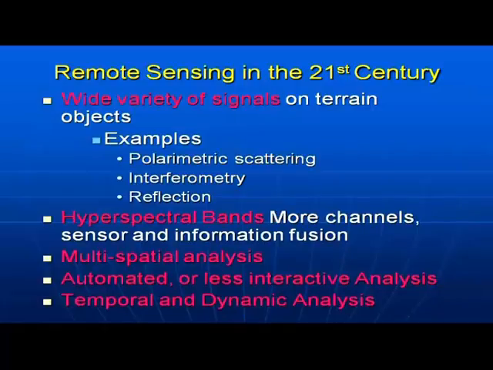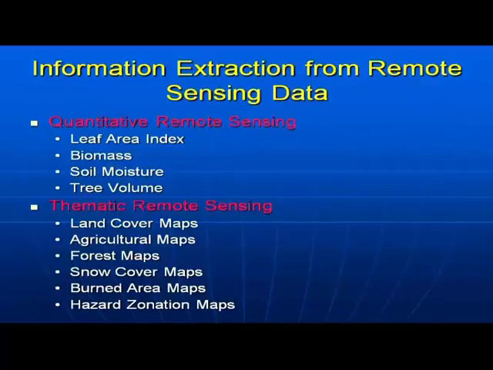Not only that, data from other sources can also be integrated with hyperspectral, microwave or whatever. These data can be utilized to their effect only when my data analysis techniques are good. When we see information extraction from remote sensing data, we can derive thematic maps like land cover maps, agriculture maps, forest maps, snow cover maps and so on. We can derive physical parameters like leaf area index, biomass, soil moisture, tree volume and all those things, which definitely require a new generation of techniques.